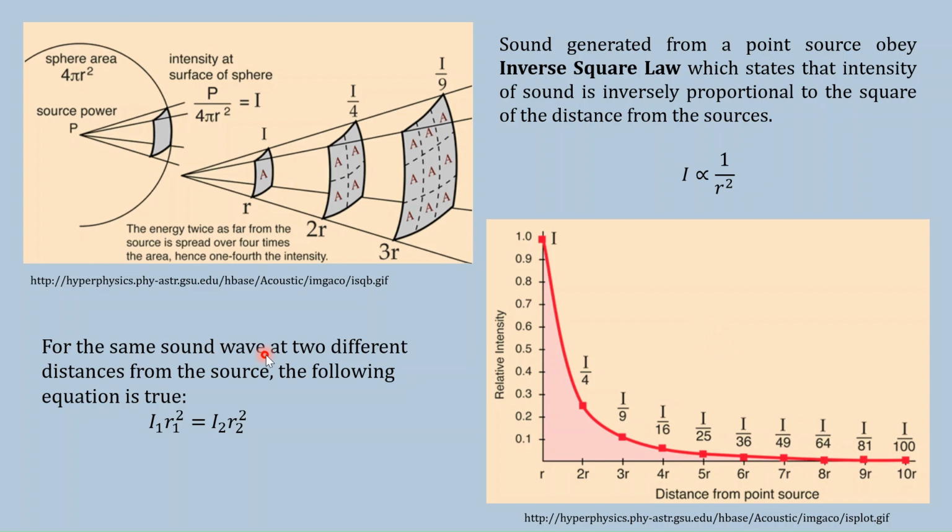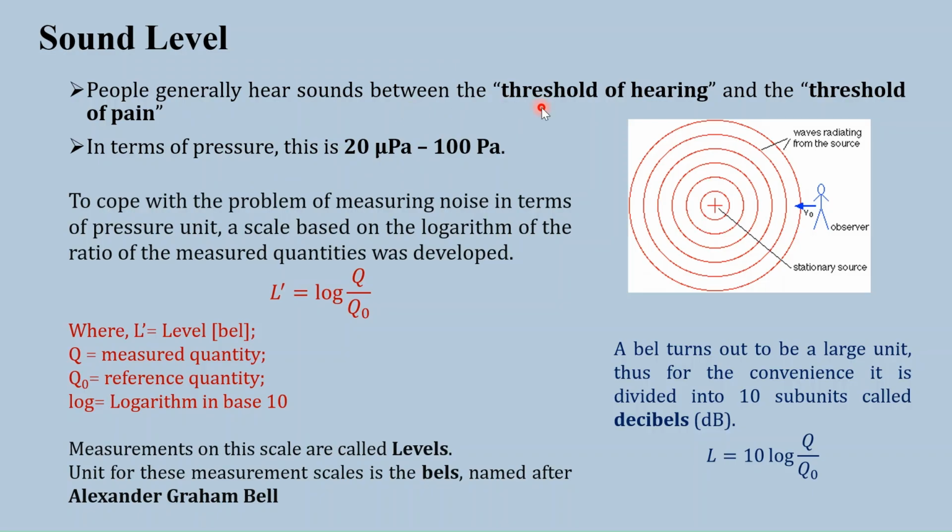Now for the same sound wave at two different distances from the source, this equation can be utilized to calculate the intensity, that is I1 R1 square is equal to I2 R2 square. So for example, if you have the intensity at radius 1, then you can calculate the value of intensity at some other distance. We can hear the sound between the threshold of hearing and threshold of pain. And in terms of pressure, this is 20 micropascal to 100 pascal. So this 20 micropascal is the threshold of hearing and 100 pascal is the threshold of pain.